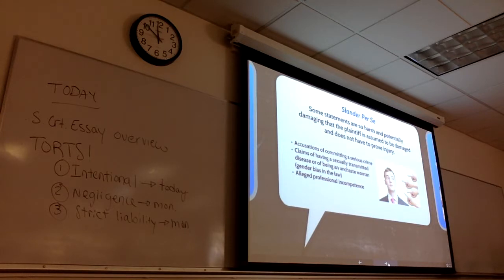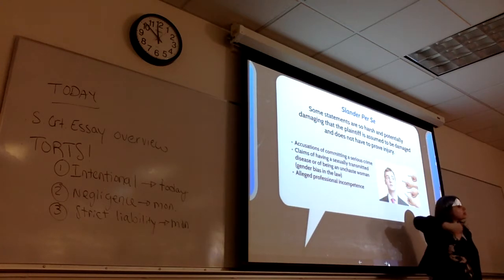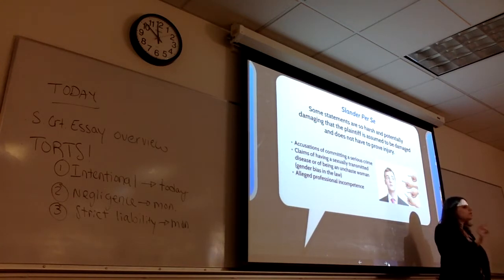Okay, so you'll see here some statements are just so harsh, so potentially damaging to somebody's reputation that we're going to assume they're damaged. You don't have to prove any injury or harm. So remember, if it's in writing, do we have to prove we've been harmed? But even if it's not in writing, if it has to do with an accusation of a serious crime, if you're accusing me of murdering someone, we're going to assume that's harmful, even if you just said it. I don't need to prove it's harmful. That burden's not on me. We're just going to assume it's harmful.